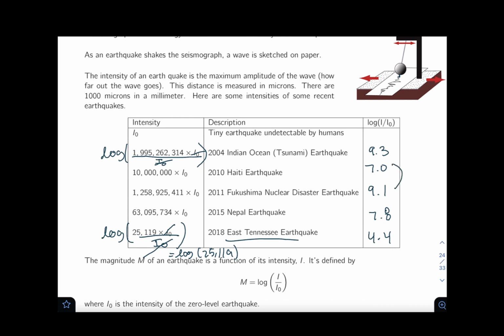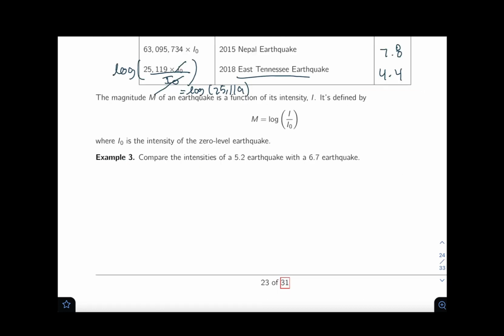And remember, for example, just because these are off by about 2 doesn't mean that the Fukushima nuclear disaster earthquake was about 2 times worse than the Haiti earthquake. It actually means that it was 10 to the second, or really 10 to the 2.1, which is a little over 100 times worse.